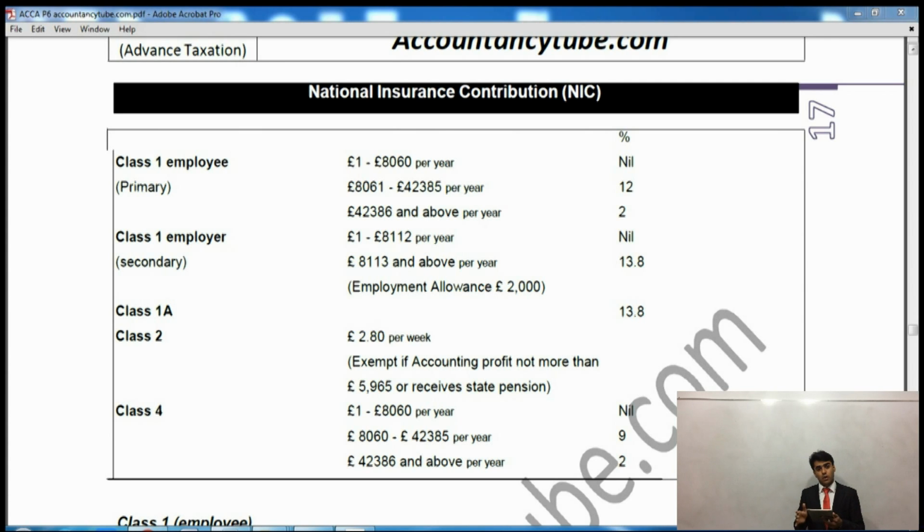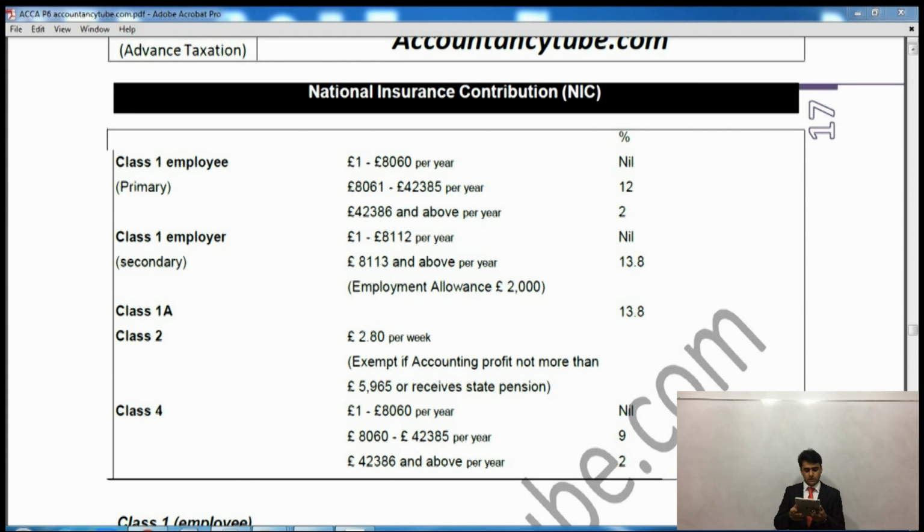Now we're talking about the employee perspective. Next one is a class 1 employer, which will be paid by the boss, by the company for which you are working. So this is employer class 1 NI, or secondary class 1 NI. Now from £1 to 8,012 is nothing. Then from 8,013 to above that, it is 13.5%. Now as far as these rates are concerned, this table will be given to you in the exam.